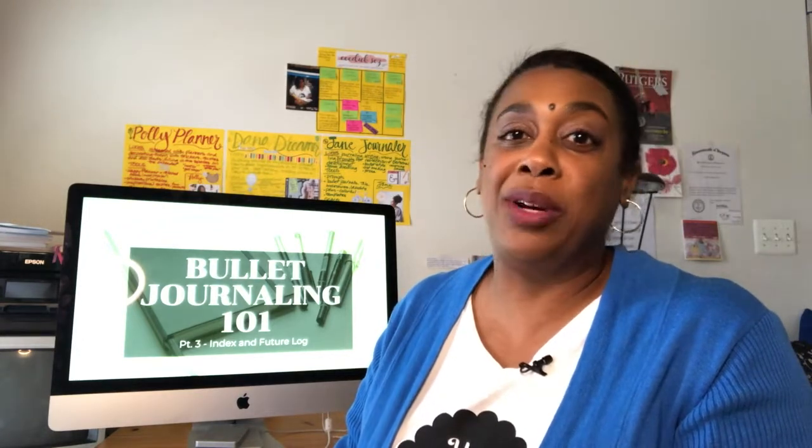Now, some journals already come with numbered pages. If yours doesn't, start numbering. Next, you're going to set up your index. The index is something every bullet journal should have because it helps to keep your book organized. The index is one of the biggest differences between a bullet journal and a traditional journal.